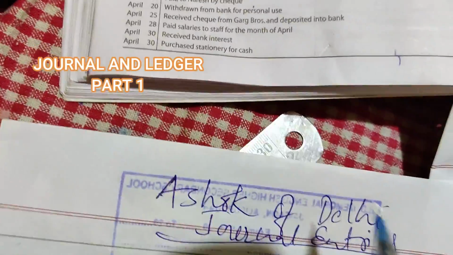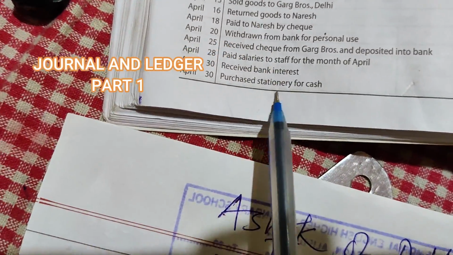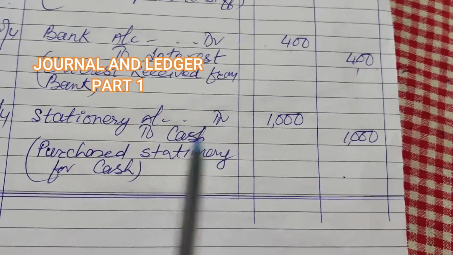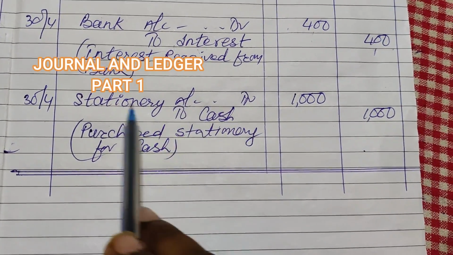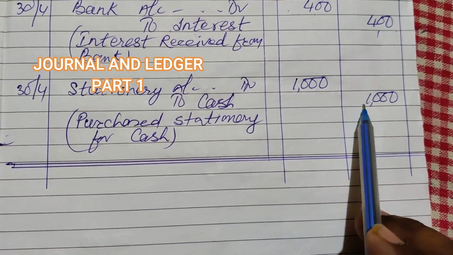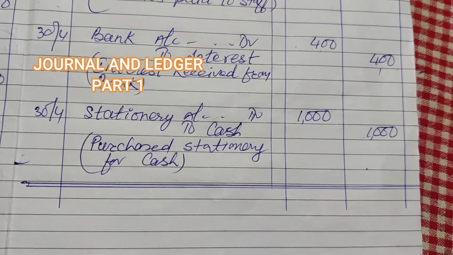And the last one is purchase of stationery for cash. So this is the last entry. Stationery account debited to cash account. Stationery is an expense, so stationery account is debited, and cash is going out, so cash is credited. So this is the journal entry.